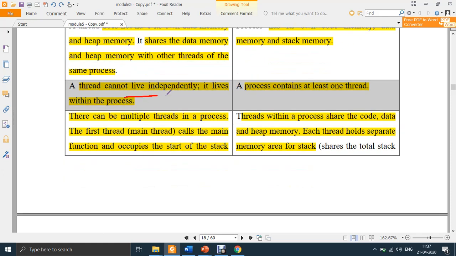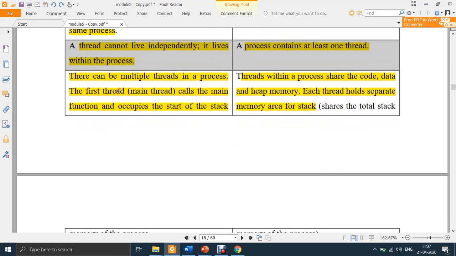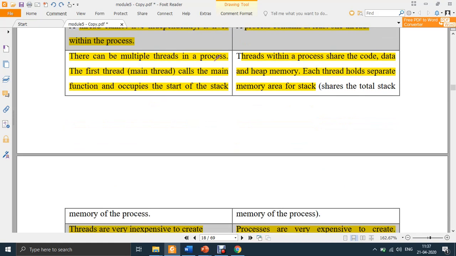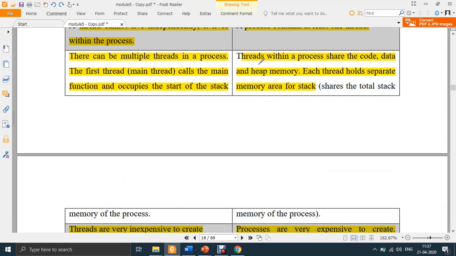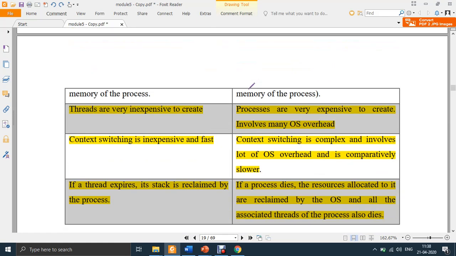Next, a thread cannot live independently. It lives within the process, as we saw. A process contains at least one thread. There can be multiple threads in a process. The first thread calls the main function and occupies the start of the stack memory. The threads within a process share the code, data, and heap memory. Each thread holds a separate memory area for stack, but it is shared within the process.